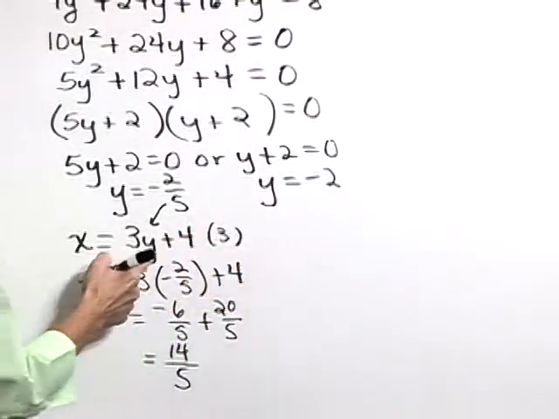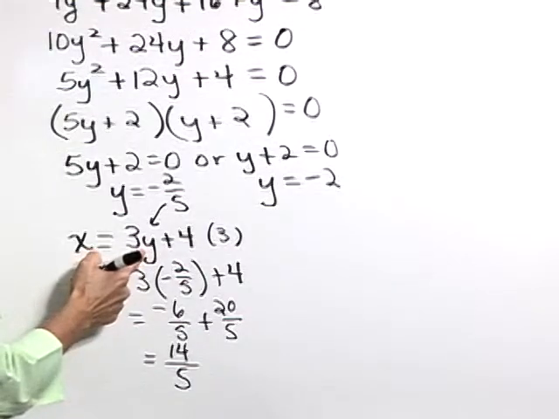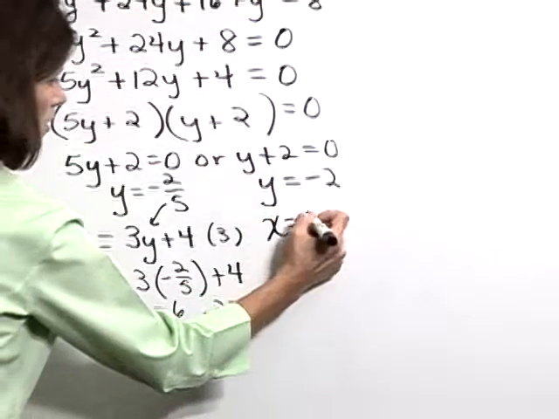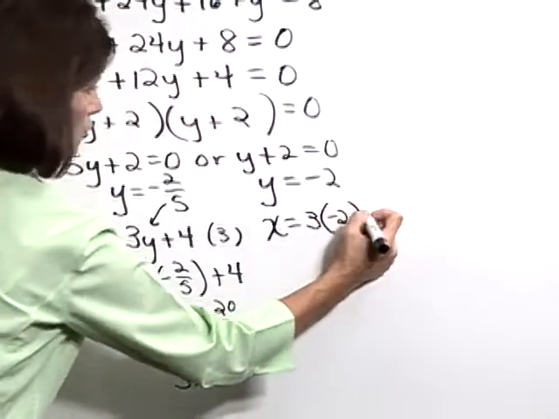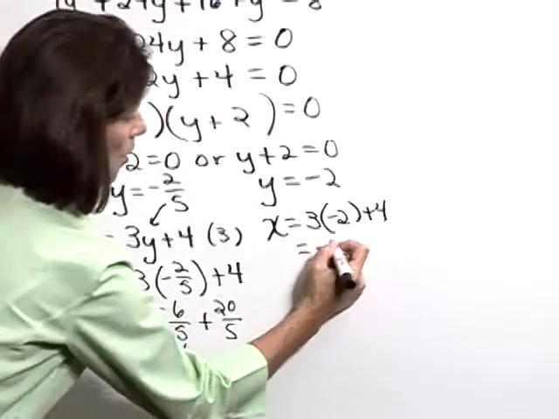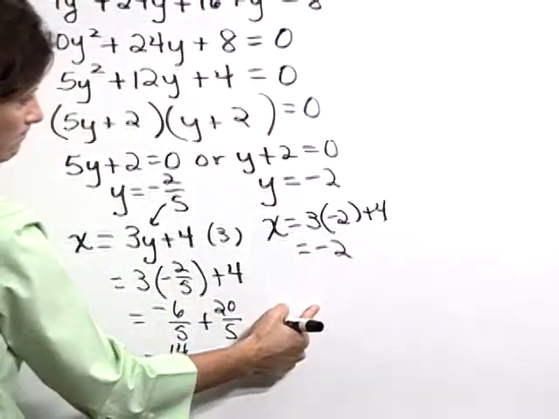Now let's find the x value that goes with y equal negative 2. I'm going to substitute negative 2 into the same equation 3 right here for y. So x is equal to 3 times negative 2 plus 4. That's a negative 6 plus 4, or a negative 2.